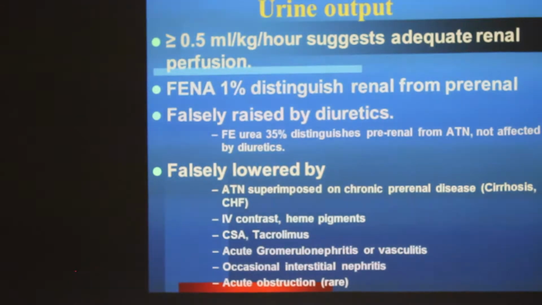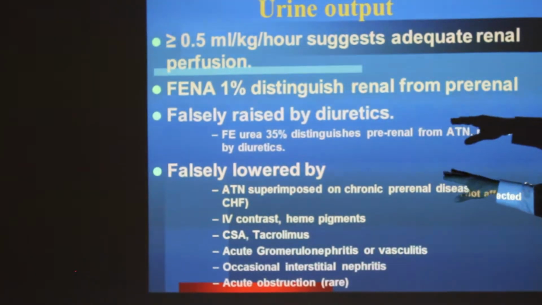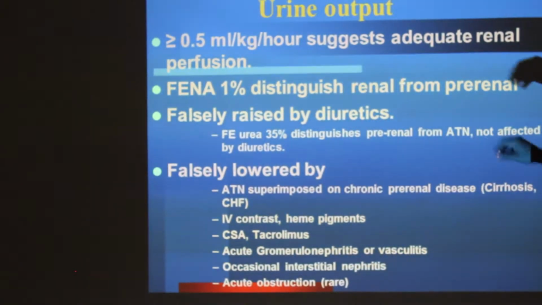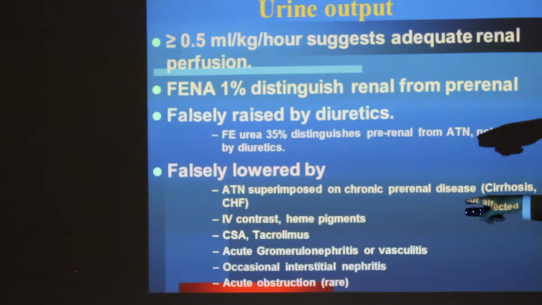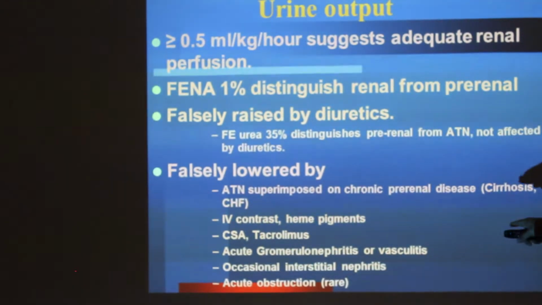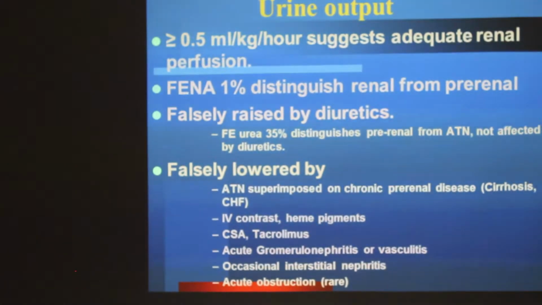Is it clear? This one here? Yes. Okay. So on the other side, FeNa, or fraction of excretion of sodium, can be forcibly lowered if the patient already has ATN. IV contrast can give you a forcibly low fraction of excretion of sodium, but the patient will not be pre-renal, he's not volume dehydrated. Tacrolimus, cyclosporin, glomerulonephritis, all those can give you a forcibly lowered fraction of excretion of sodium.